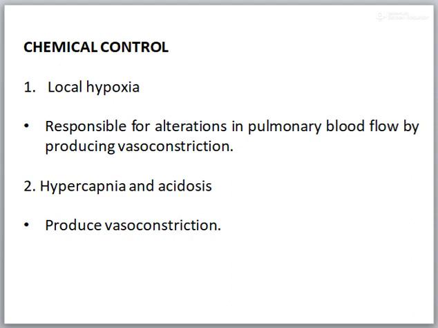Second is hypercapnia and acidosis. It also produces vasoconstriction. The effect of partial pressure of carbon dioxide and acidosis on pulmonary vessels is just opposite to that in the systemic vessel. Means in systemic vessels these stimuli produce vasodilatation and here it produces vasoconstriction. The functional significance is the same as that of hypoxia.